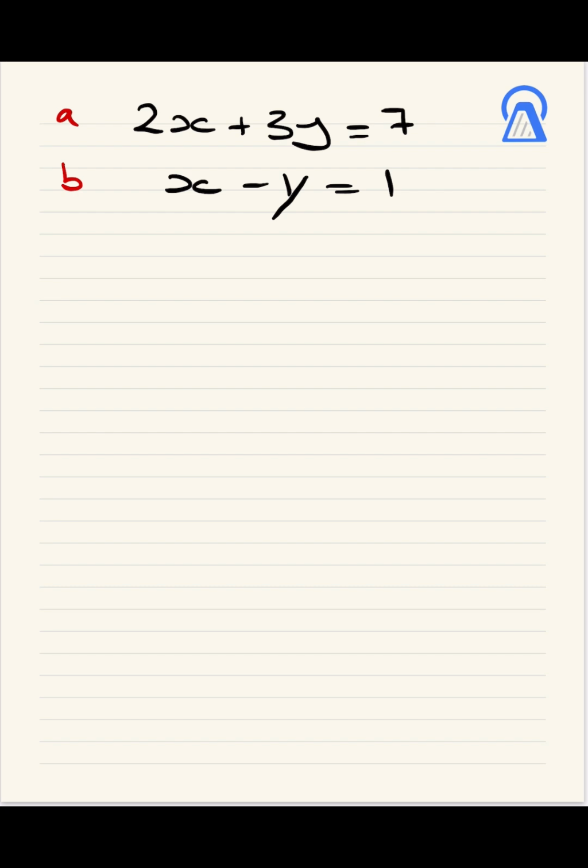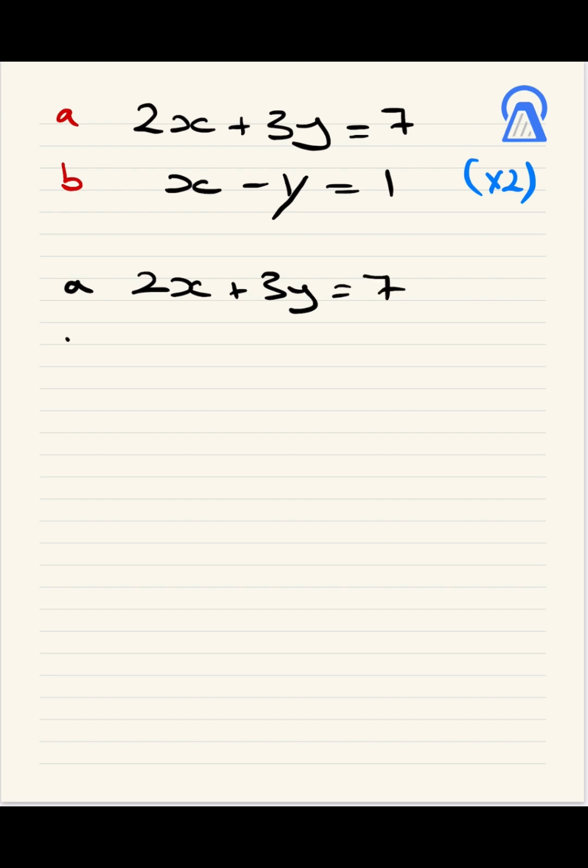So my easiest option is to multiply the second of these equations by 2. Okay, so the first one I'm going to keep exactly as it is. Sometimes you need to multiply both of them, sometimes just one will do. So I'm going to keep this one as it is. So it's 2x plus 3y equals 7.